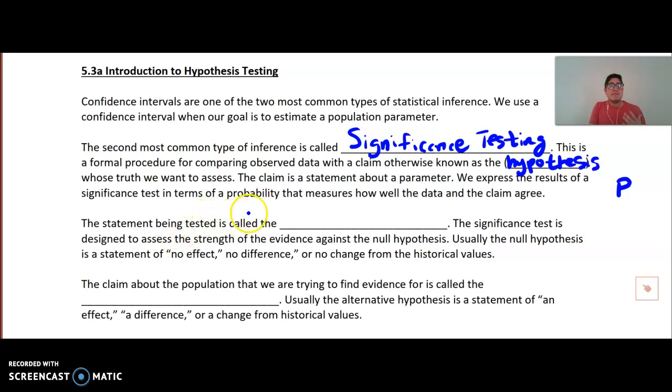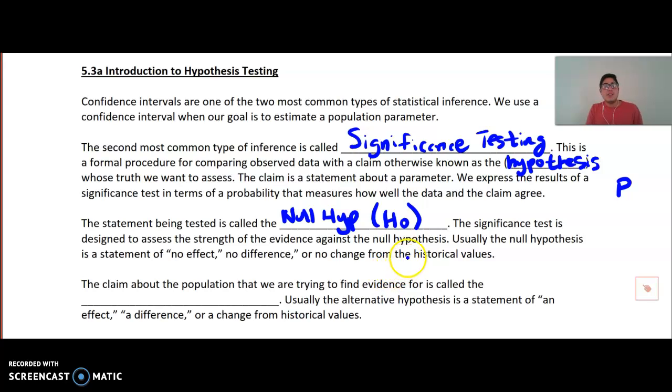Now, the statement that is being tested is called the null hypothesis. And our little nickname for it is going to be the H0. Now, the significance test is designed to assess the strength of the evidence against the null hypothesis. Usually the null hypothesis is a statement of no effect, no difference, or no change from historical values. So we believe that P equals this just based on our empirical observations, or if we have collected data in the past.